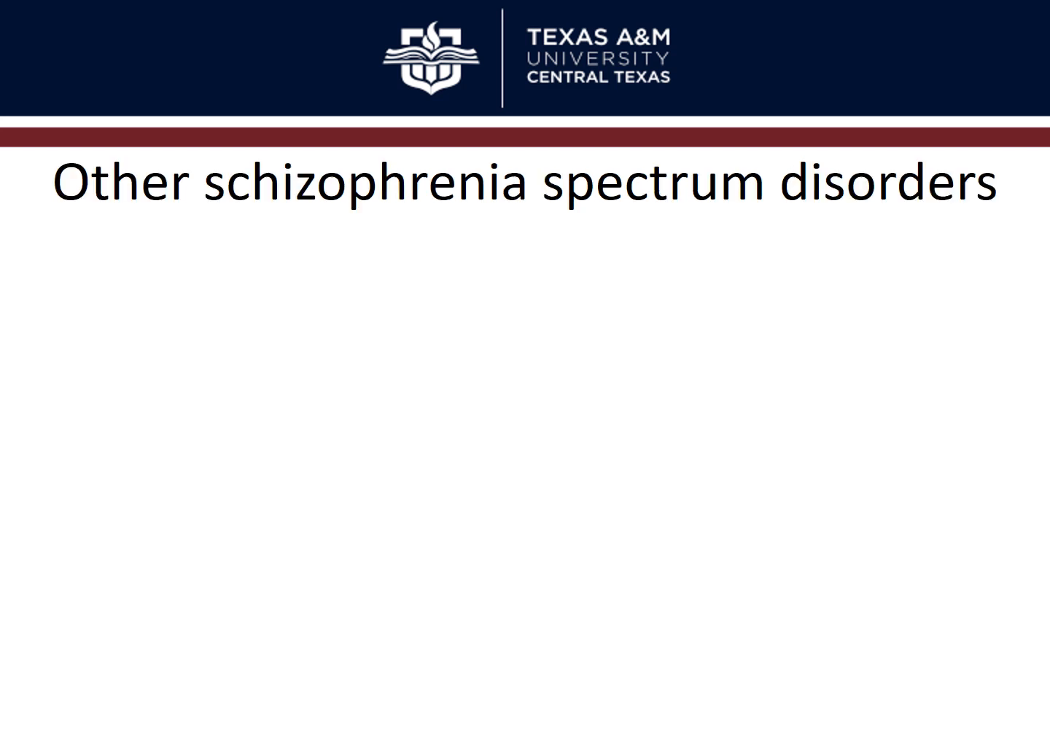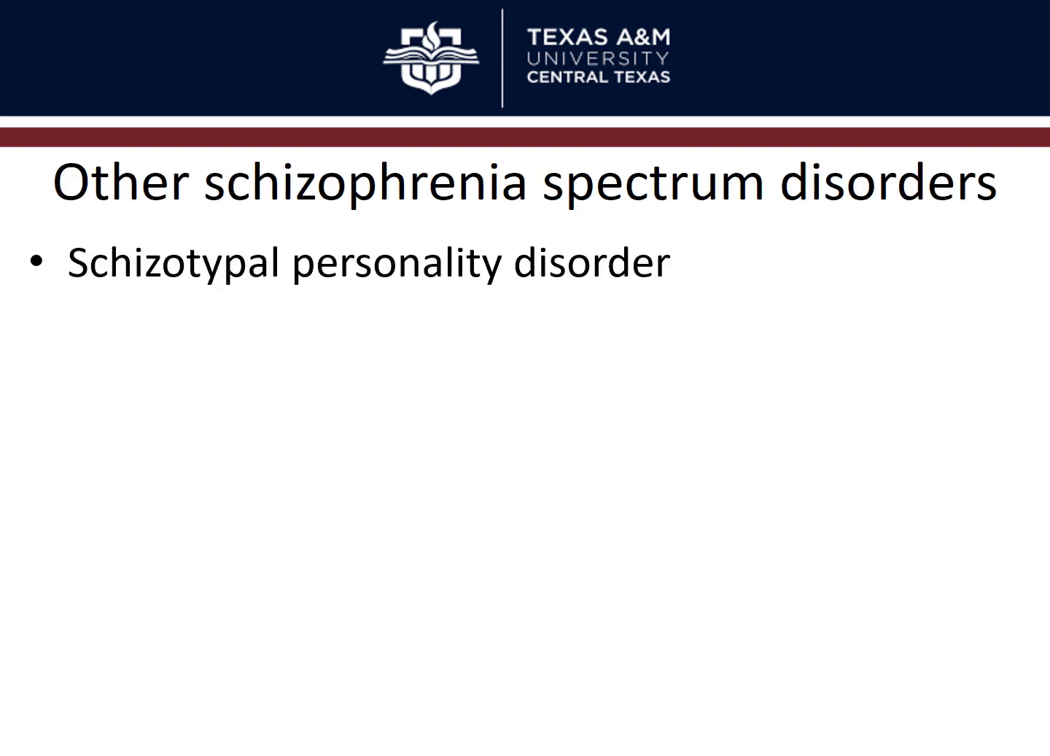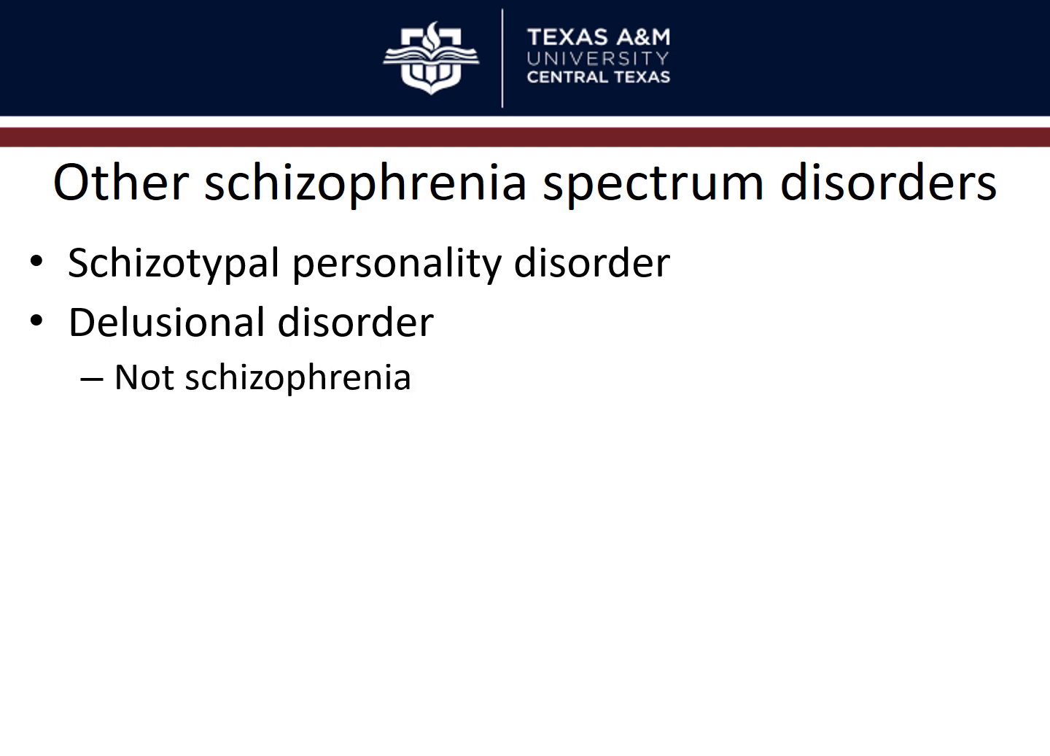The other schizophrenia spectrum disorders, one we've already talked about, schizotypal personality disorder, thought to be part of that spectrum, right? You have that odd, eccentric behavior, some magical thinking. Delusional disorder, so this is where you obviously have delusions, some delusional thinking, but it's not schizophrenia. You don't meet full criteria for schizophrenia, which typically means you don't also have hallucinations or the grossly disorganized behavior or catatonia.